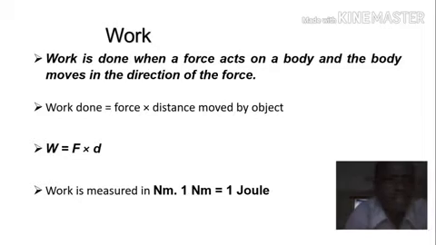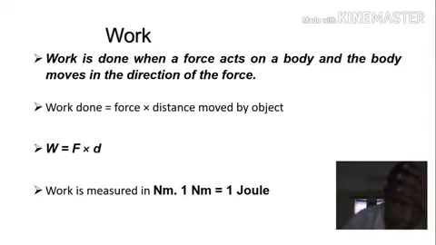What is work? Work is done when a force acts on a body and the body moves in the direction of the force. Mathematically, we say work done is force times distance, which is equal to W equals F times D, where W is work, F is force, D is distance.